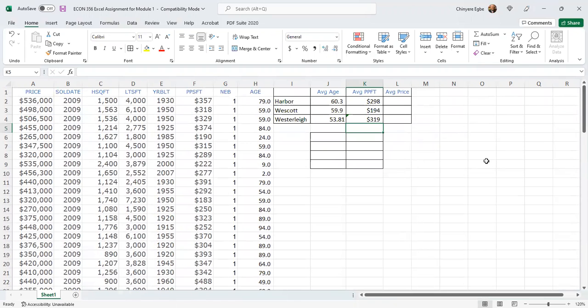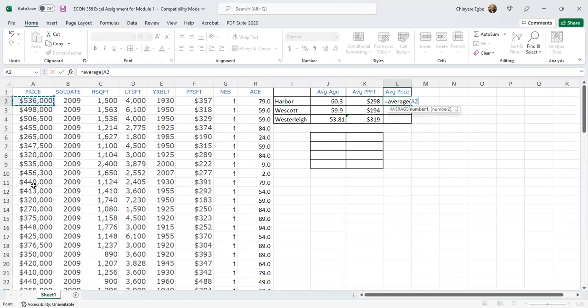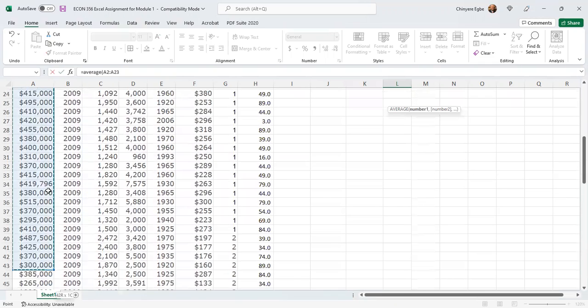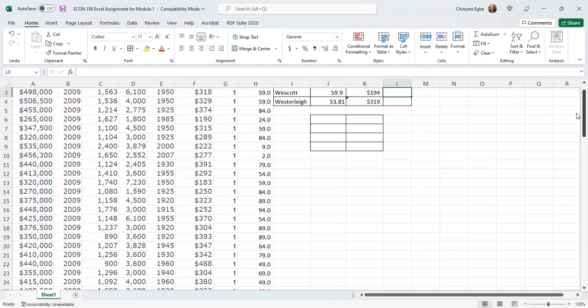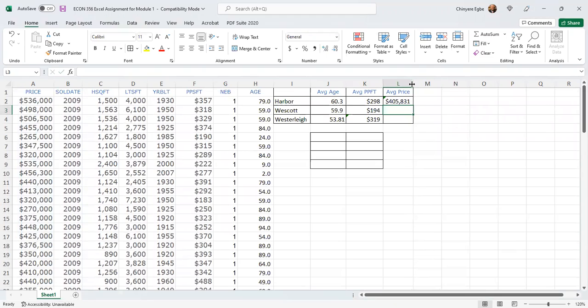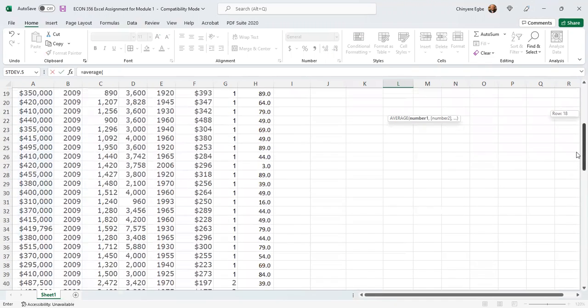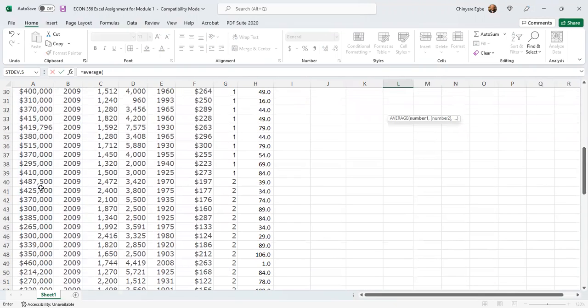All right. So that's the last one, average price. Average price is in column A. Average. Neighborhood 1. Most average for neighborhood 2. Neighborhood 2 starts here.